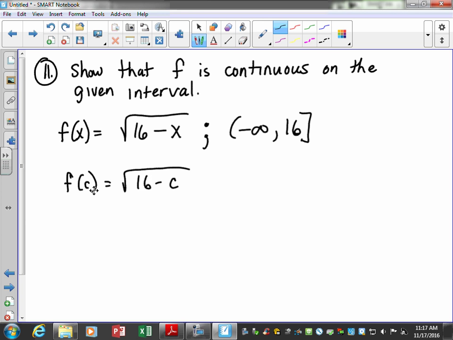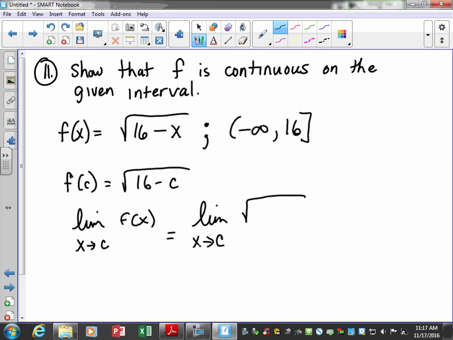The next thing we want to do is rewrite this as the limit as x approaches c of f of x. We want to show that that limit as x approaches c is equal to, what is this going to be? What is our f of x? What's f of x for our particular problem? Good. Square root of 16 minus x. And then we need to say that this is equal to this, f evaluated at c.